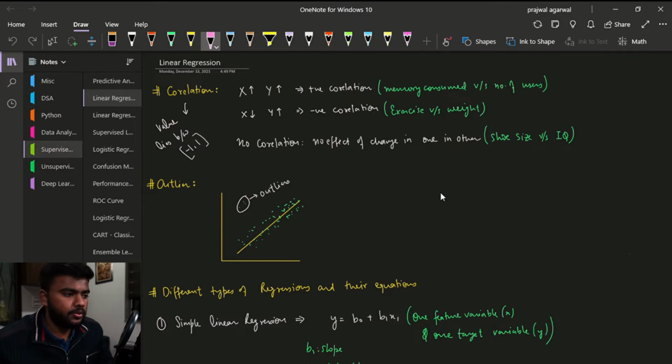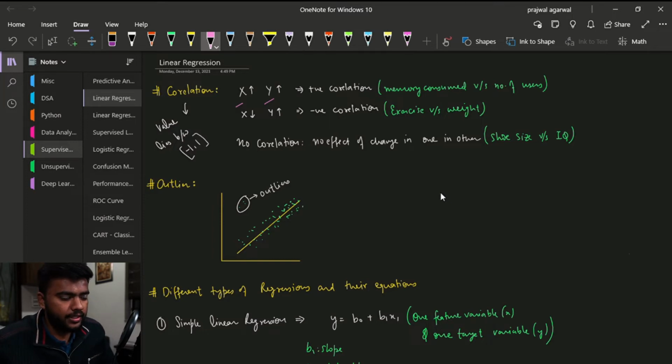Okay, so if there are two features x and y, and by increasing one feature the other feature is increasing, then we say that they have a positive correlation. For example, memory consumed versus number of users. So if the number of users is increasing on a platform, then the memory consumed will also increase.